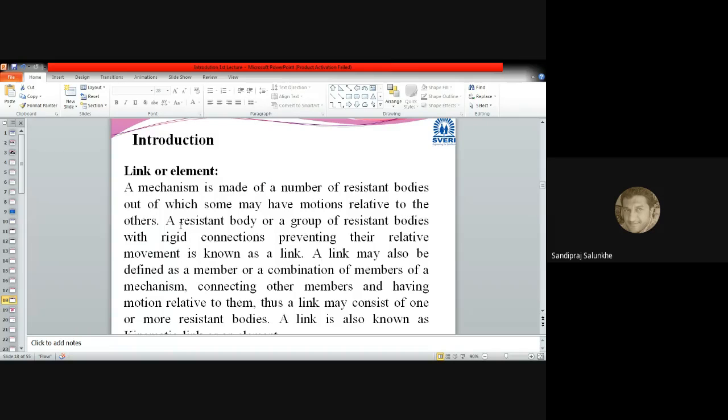So relative motion with each other. A resistant body or a group of resistant bodies with rigid connection providing their relative motion is known as a link. Now this is very complicated, what we can say is the definition. Simply we have understood that a link is nothing but a rigid body which will not absorb any motion or force.